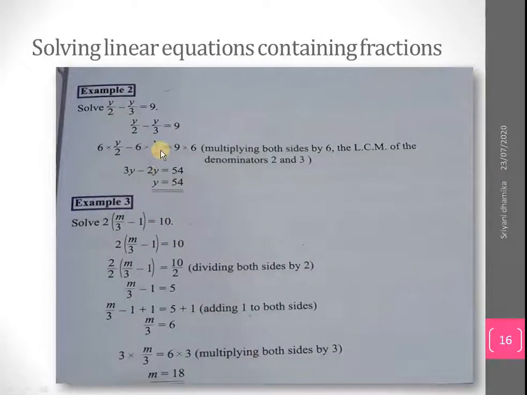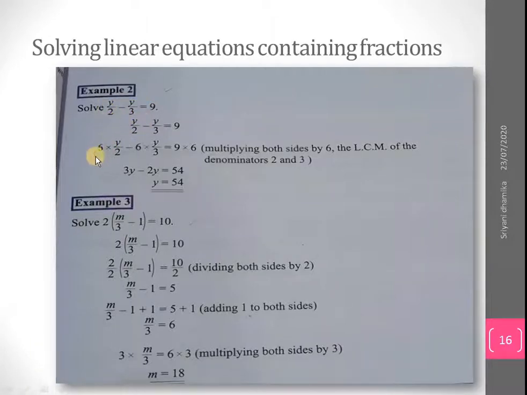Now see this question: y over 2 minus y over 3 equals 9. First, see these denominators. When simplifying this equation, we have to take the LCM of these denominators, 2 and 3. You know the LCM of 2 and 3 is 6. So multiply each term of this equation by 6.